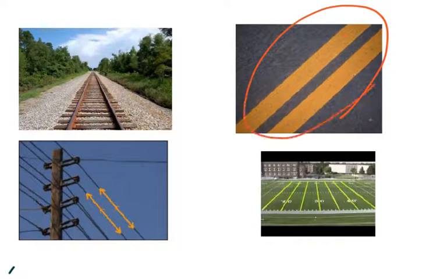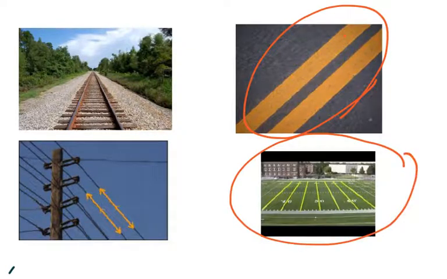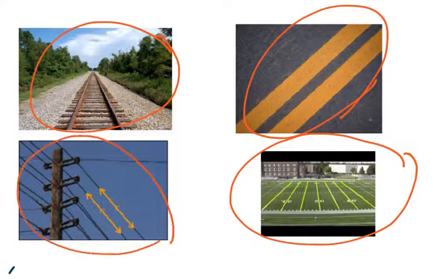Here's the lines in the middle of the road. There are lines on a football field. Railroad tracks is a common example of parallel lines, and some power lines have parallel lines in them as well.